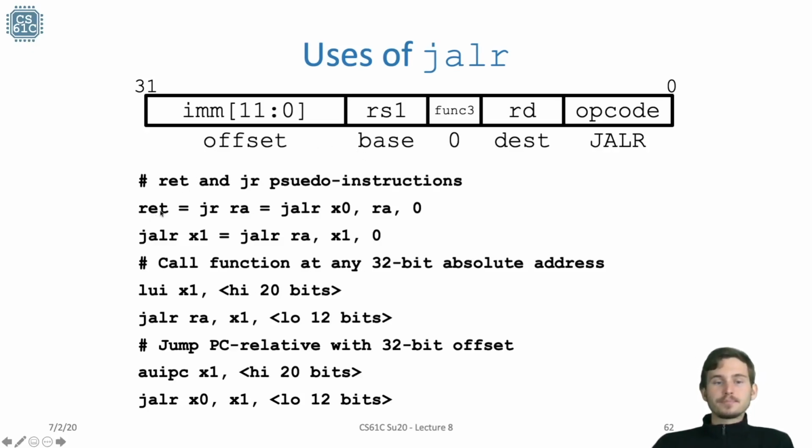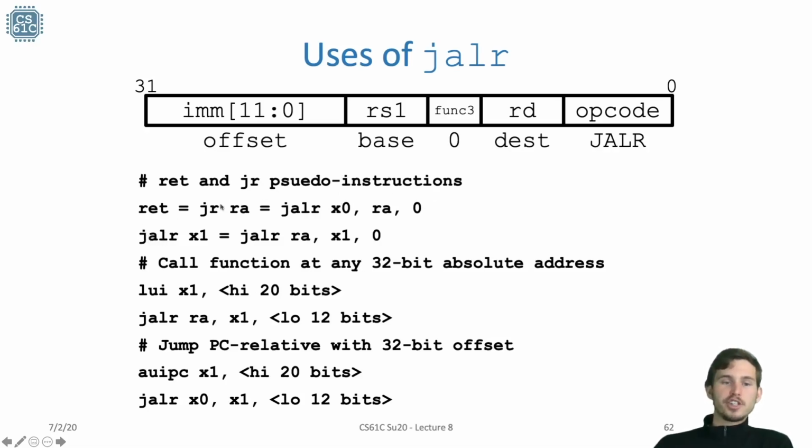So we have ret, which is equal to JR RA, which in reality is equal to JALR x0 RA 0. So basically, if you do not specify the destination register and the immediate, it's going to default those to 0. And something to note is you cannot specify one and not the other. It's either you don't specify either, or you specify both. As in, you don't specify the destination register and the offset, or you specify both the destination register and the offset.